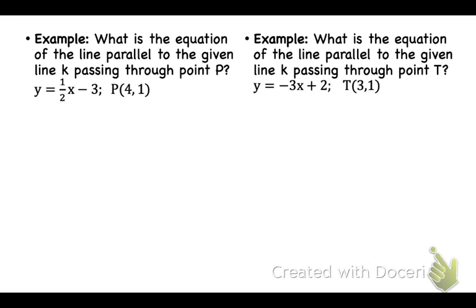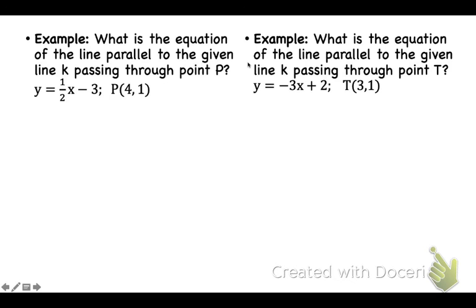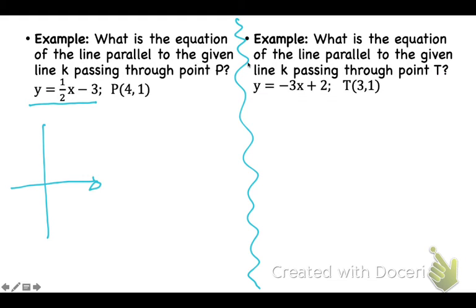So let's do a couple practice ones. Okay. So it says, what is the equation of a line that is parallel to the given line? So this is a given line right here. This line has a y-intercept of what? Negative 3.